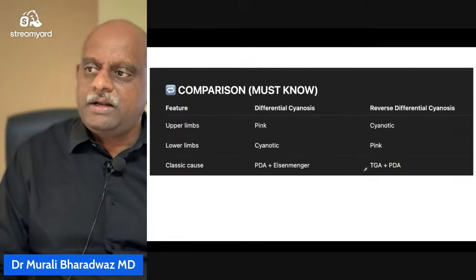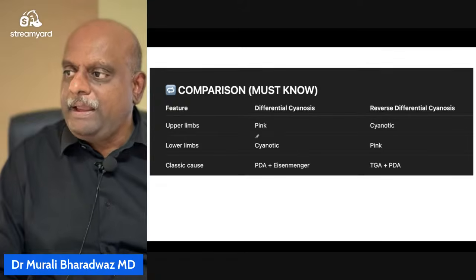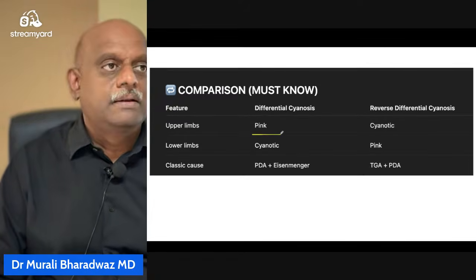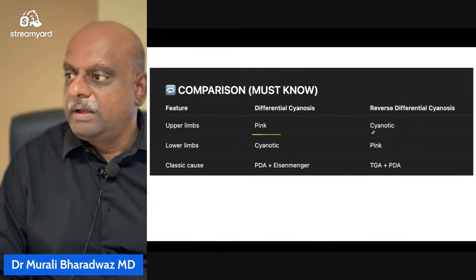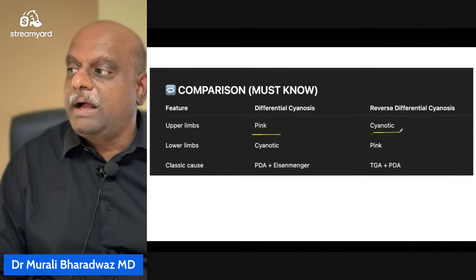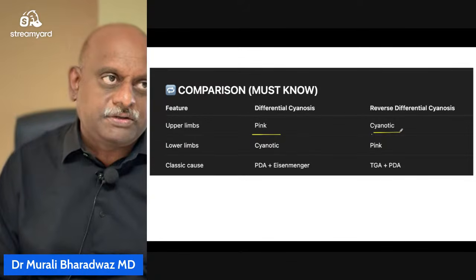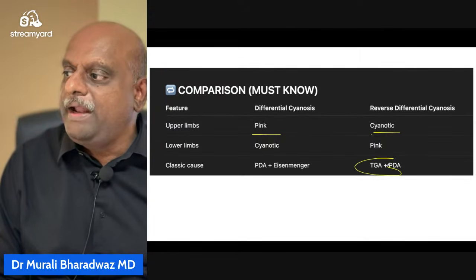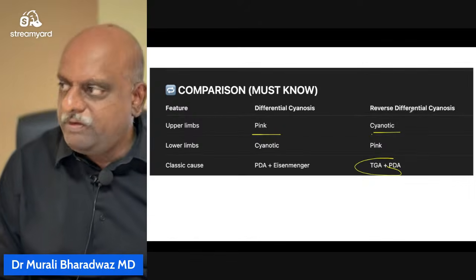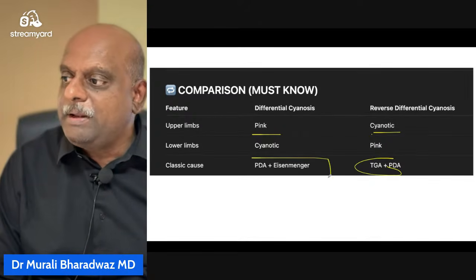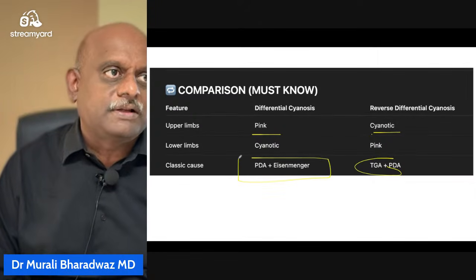So that's the point, doctor. In differential cyanosis, upper limbs are pink, whereas in reverse, upper limbs are cyanotic. TGA plus PDA is reverse differential. PDA plus Eisenmenger is differential.